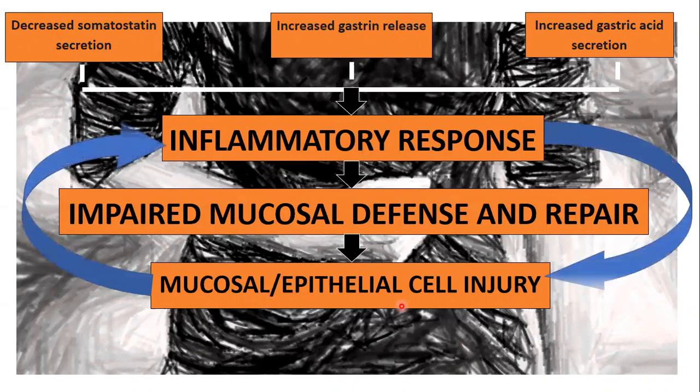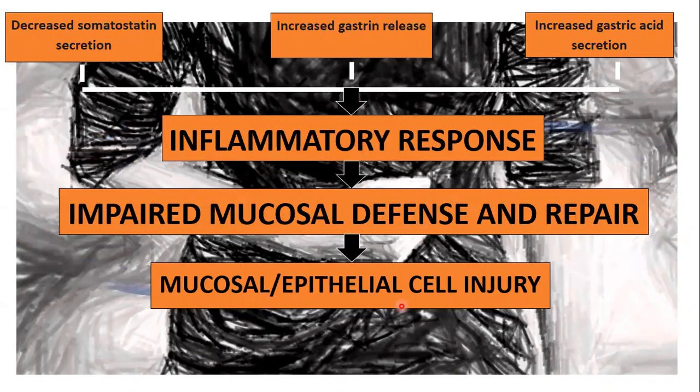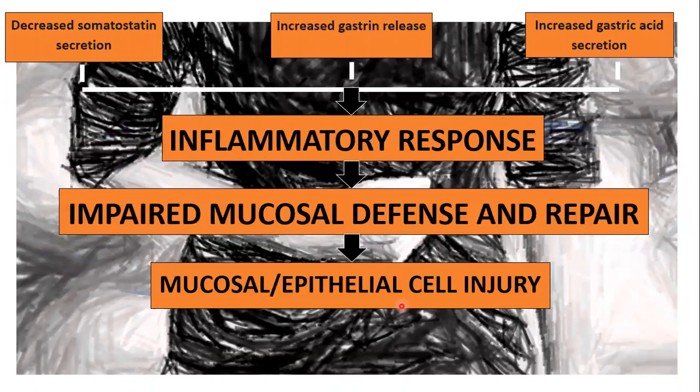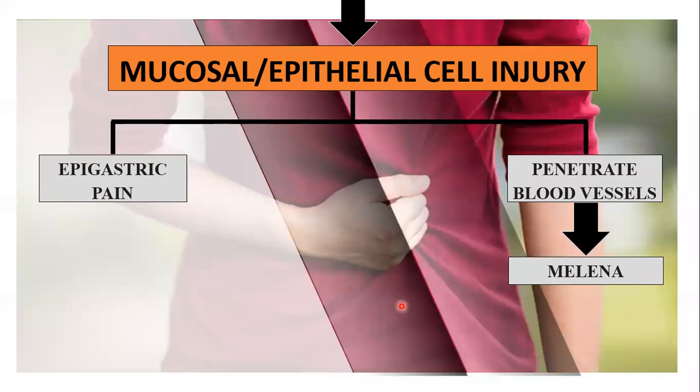The inflammatory response and the mucosal and epithelial cellular injury is a vicious cycle for H. pylori infection. There is a continuous damage and a continuous inflammatory response, exacerbating the development of the lesion in these patients. And these lesions commonly manifest as epigastric pain, and it could be characterized as burning.